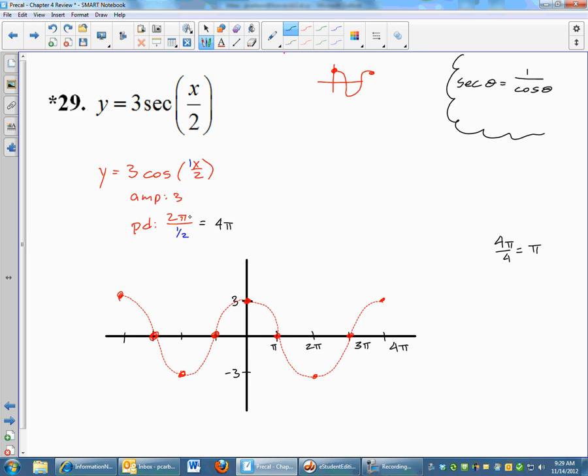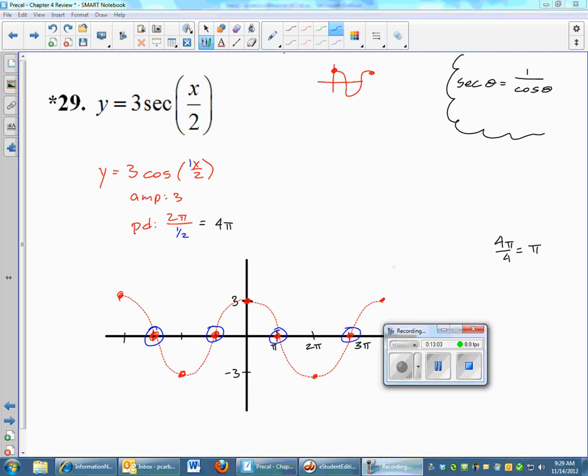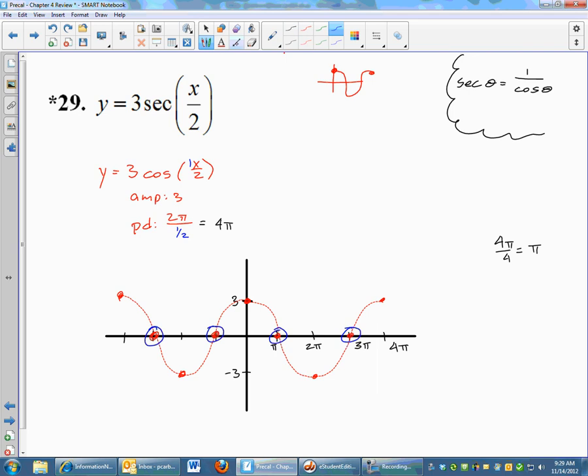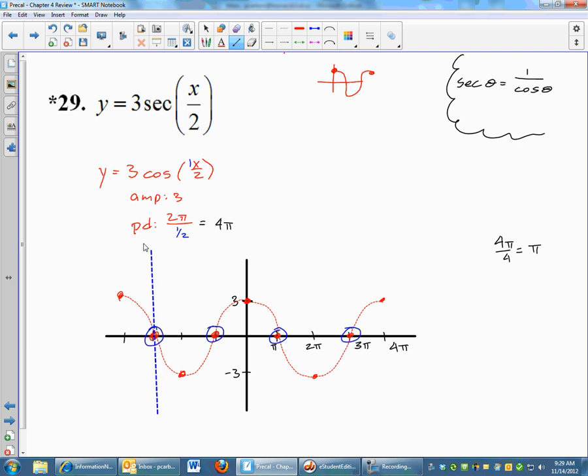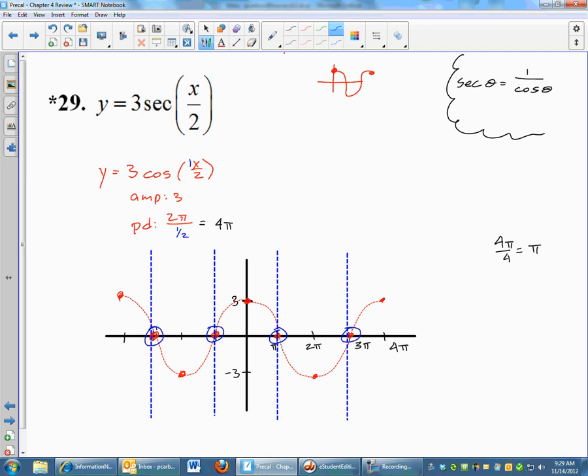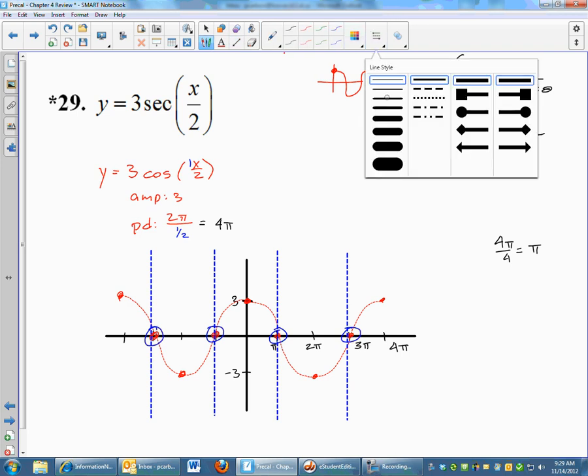And the trick to graphing secant is you put vertical asymptotes everywhere cosine hits the x-axis. Everywhere cosine hits the x-axis is a vertical asymptote for your secant graph. So let me get my vertical asymptotes going. I'll make them blue. So I'll draw a vertical asymptote. Vertical asymptote. Vertical asymptote. Vertical asymptote.